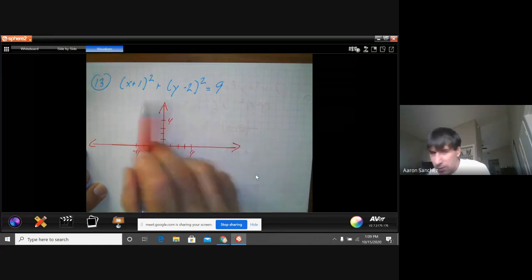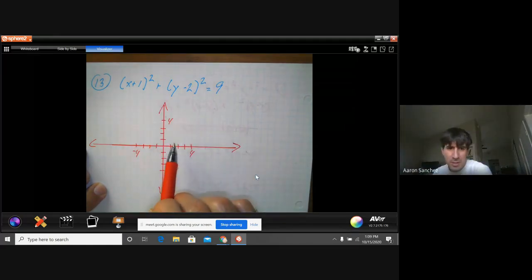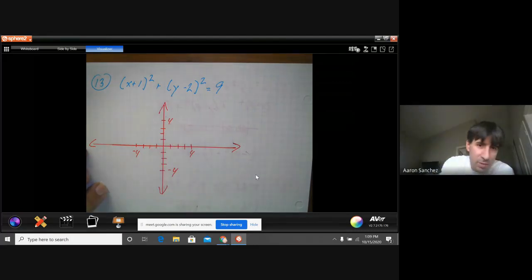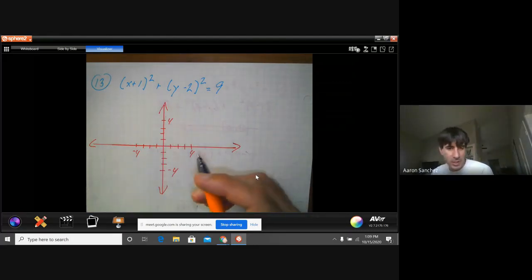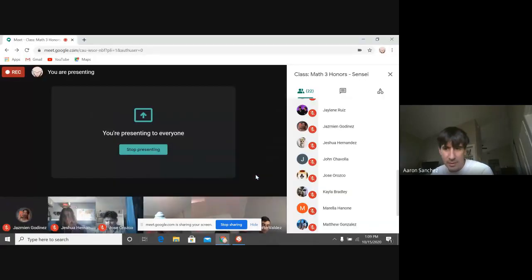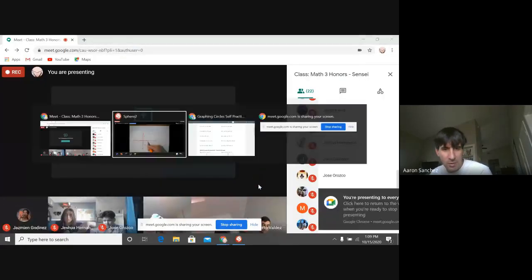But once it's in our graphing form, this is pretty simple to graph. So what I would do is I would say, hey, what is the center of the circle here? Actually, I'm going to ask you guys, what's the center? That's half the battle. Jaylene, what's the center of the circle?